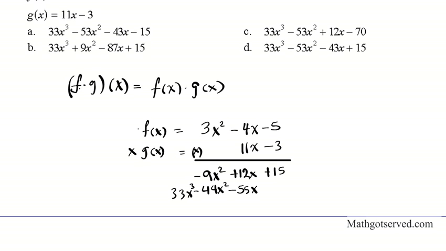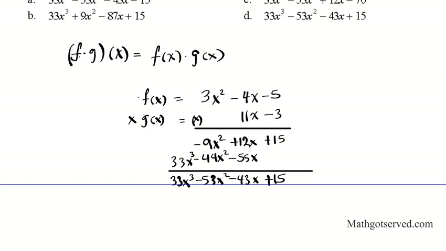Now what I'm going to do is just add downwards, because I've already lined up the terms in like degree columns, so adding will be easy. So this one is just positive 15. Then 12 minus 55 is going to be negative 43, negative 43x. And if I combine these two, negative 9 minus 44, signs are the same, you add and keep the sign, negative 53x squared. And then the last one is going to be 33x to the third. So there goes your final result.